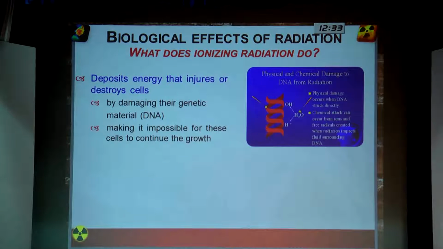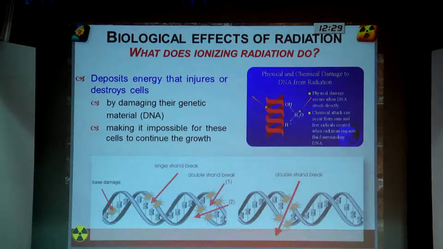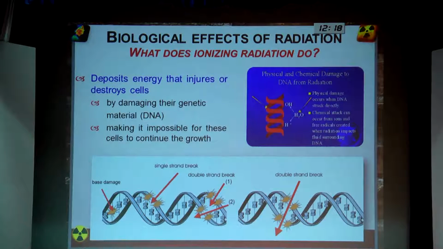So what does ionizing radiation exactly do? It deposits energy that can injure or destroy cells by damaging their genetic material or DNA. You can see here that there can be single-strand break or a double-strand break, and this can happen because of the formation of the free radicals, which I mentioned in the previous slide. And you can see that this will depend upon the energy of the radiation, type of radiation, and the intensity of radiation.